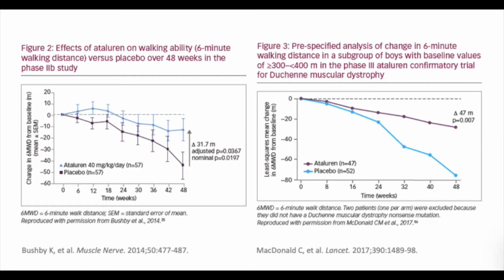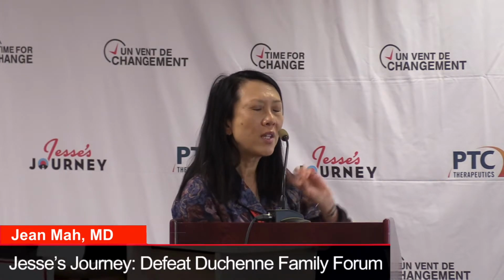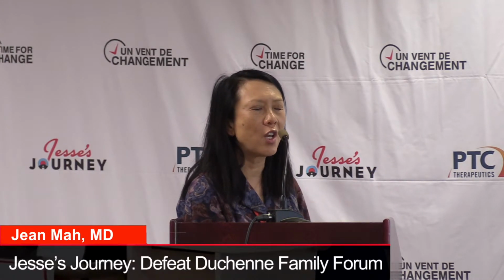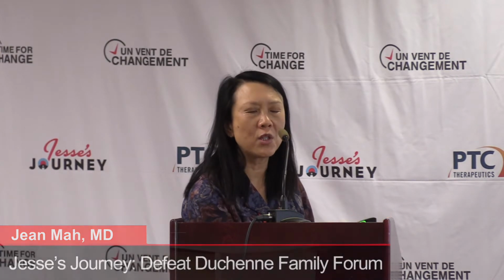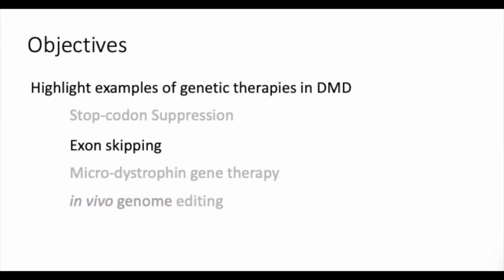and I just took out a picture of one of the slides that shows that the boys who are at a distance of between 300 to 400 meters seems to do the best with the Adalorant trial and showing a difference of 47 meters. The rest of the cohort, because of various stages of their experience with Duchenne, the whole group does not have such an impressive outcome, and so that's why there are more studies that are to come with Adalorant in hope to get it finally approved by Canada and the United States.